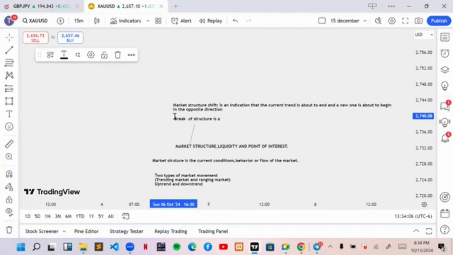Break of structure is a scenario where price breaks a key level, for example a resistance or support level, while still being in its current trend.